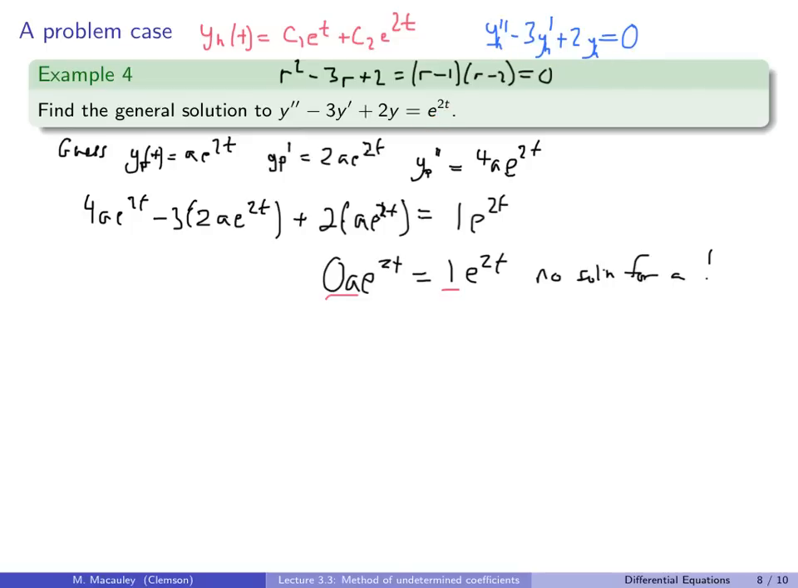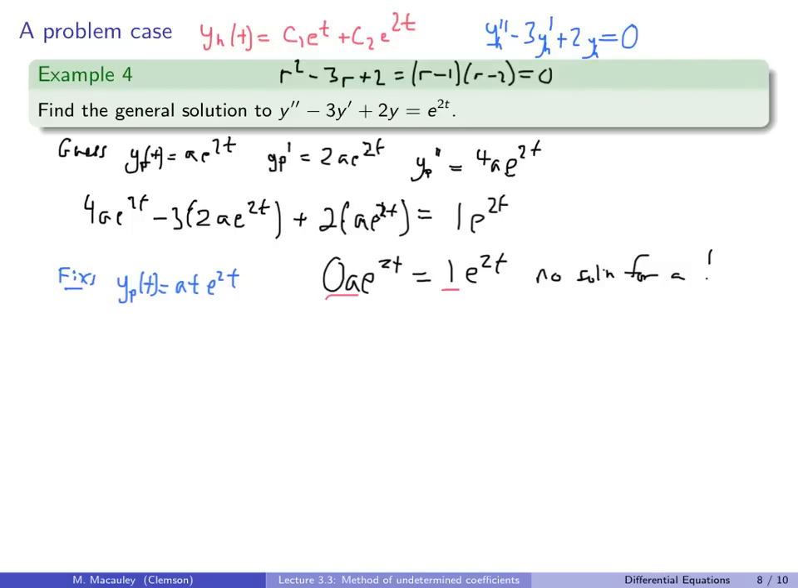So the problem case here is that our forcing term solves the homogeneous equation. To fix this, there is a simple fix, which is to get a better guess. And this is in fact always going to work. y_p of t equals a times t times e to the 2t. So instead of assuming that the solution is a times e to the 2t, we assume it's a times t times e to the 2t.